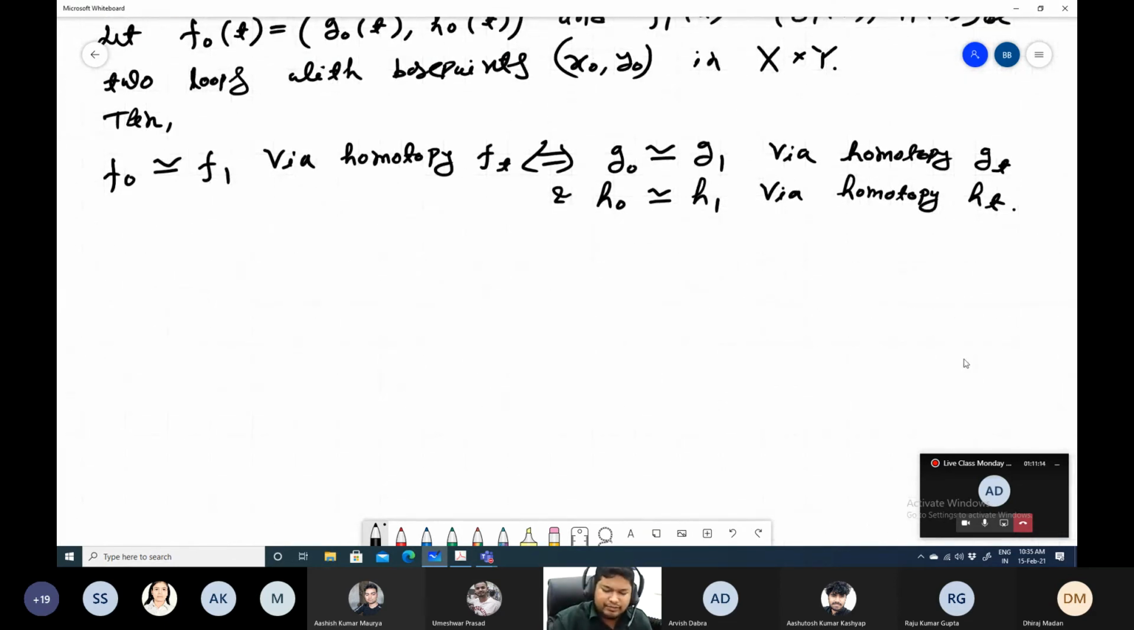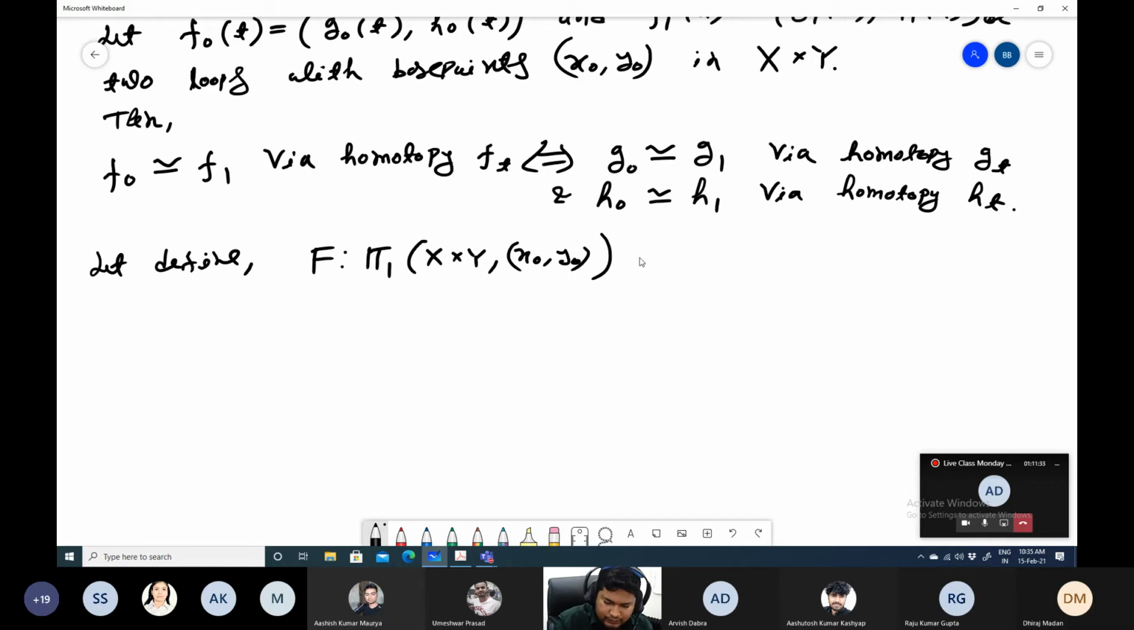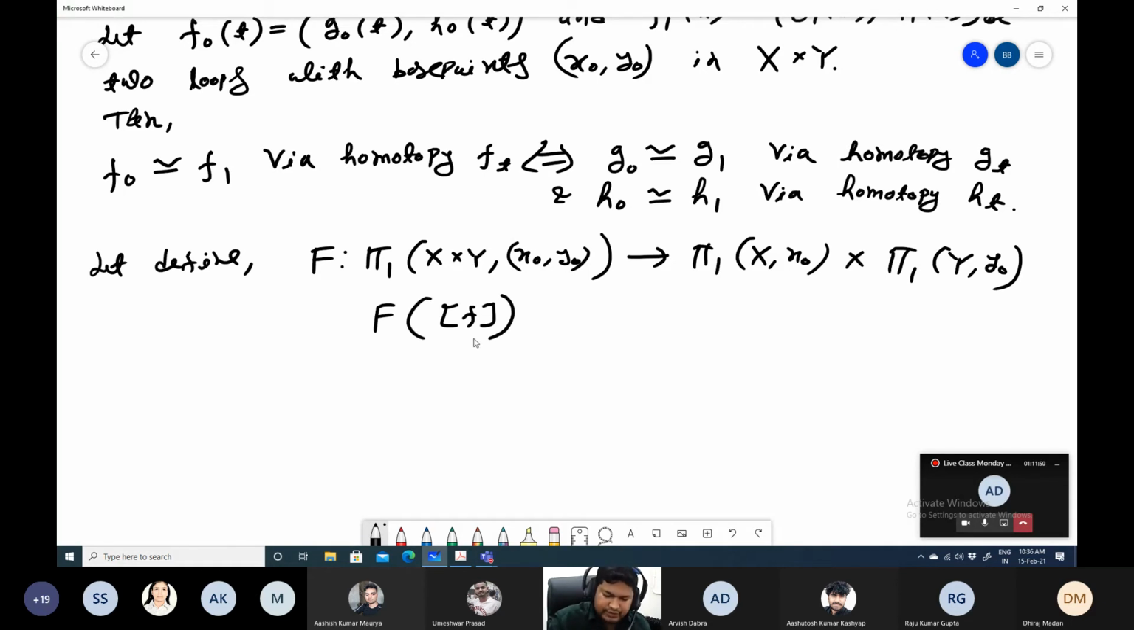Now again you can define a simple type of map. Now let us define a map f from pi1 of x cross y at x0 comma y0 to pi1 of x comma x0 product with pi1 of y comma y0 in this way, that f of this f will be g, h. Okay.